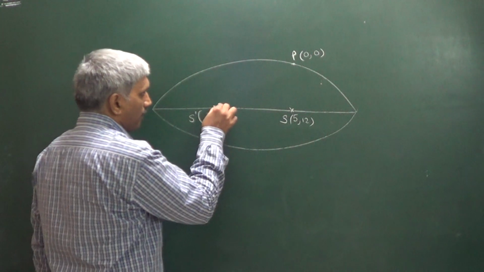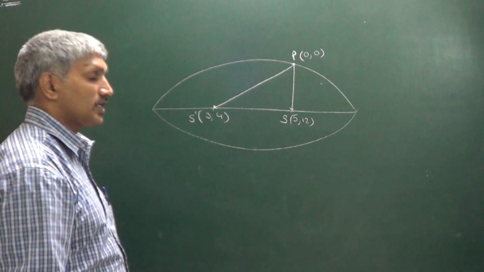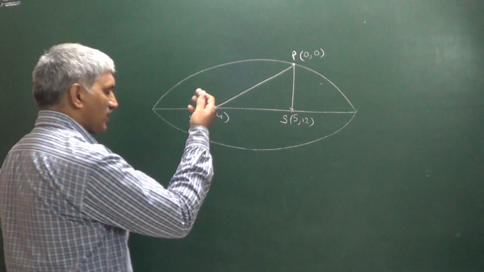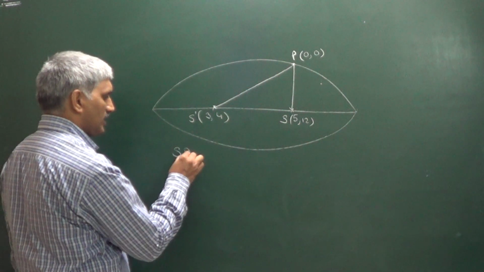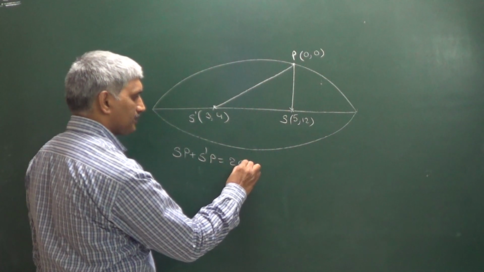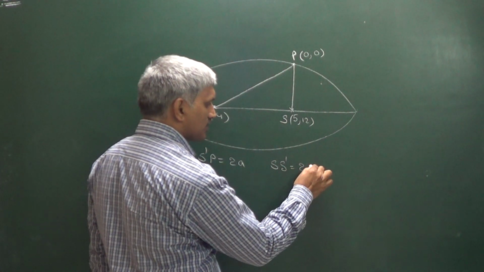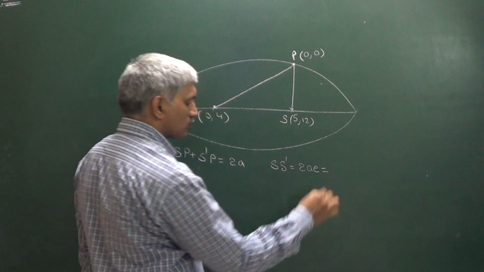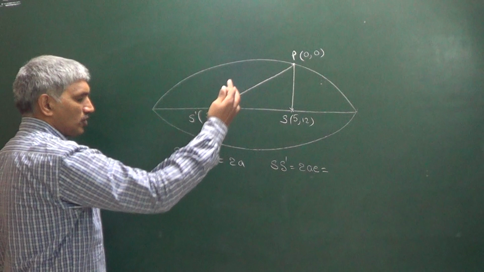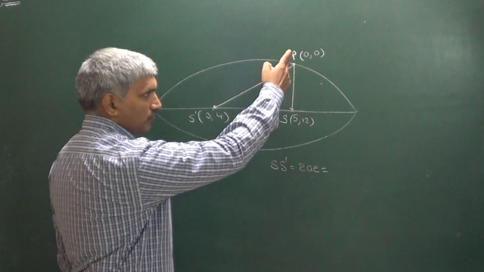Now he is asking to find the eccentricity of that particular ellipse. What information can we say here? SP plus S'P is equal to 2a, and at the same time SS', the distance between the foci, is equal to 2ae. What about the SP value? SP is equal to 13, because 5 square plus 12 square.